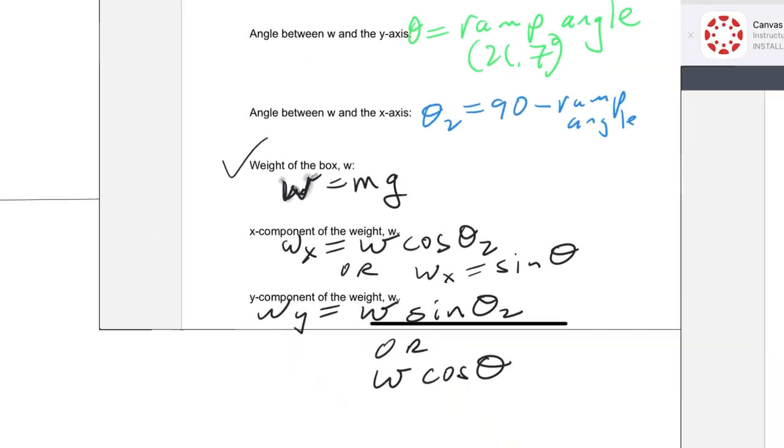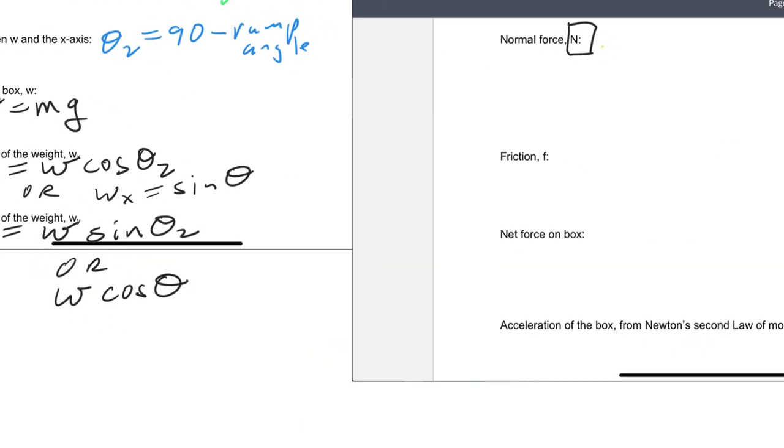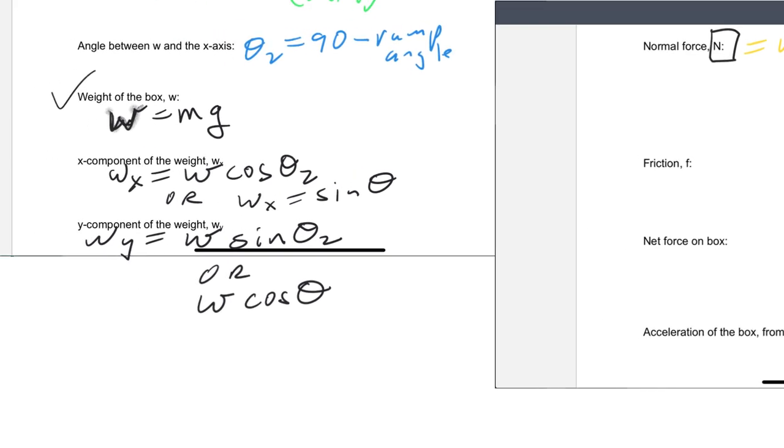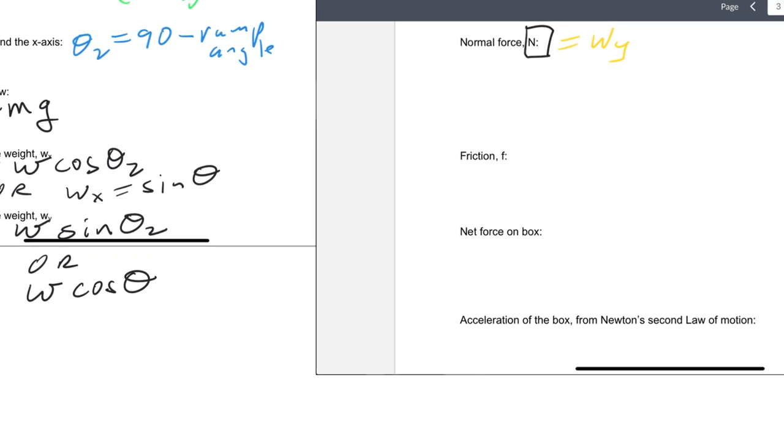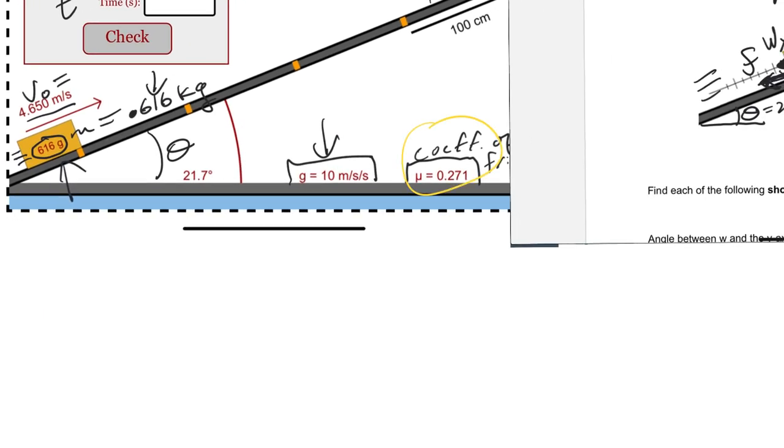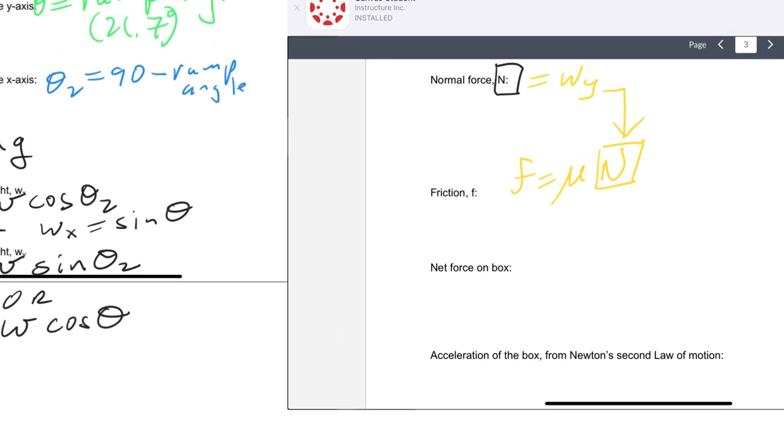So normal force equals Wy, and guess what? You already have Wy over here. If you go back, you already have it over there. So that wasn't a big deal. Friction is equal to the coefficient of friction times the normal force. Well, the normal force is Wy. The coefficient of friction is given, like I showed you on the first page. It's given right there. And that would give me the friction.